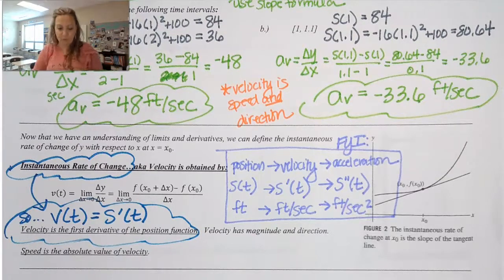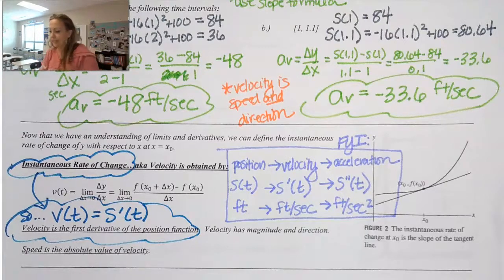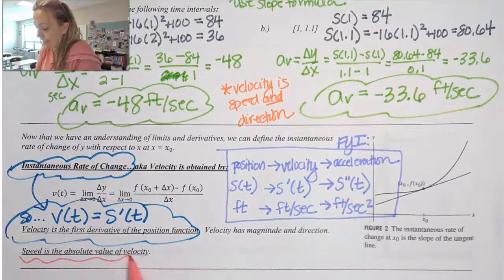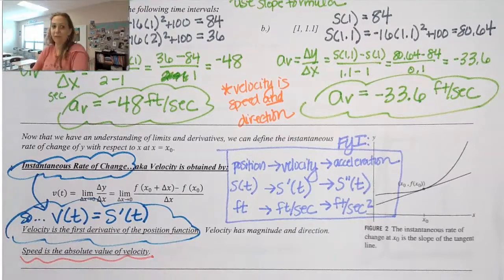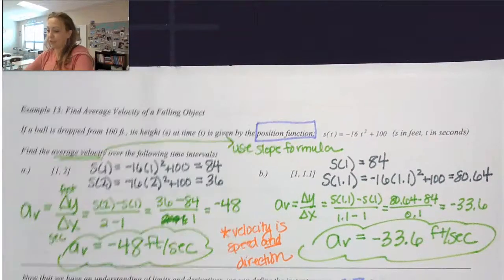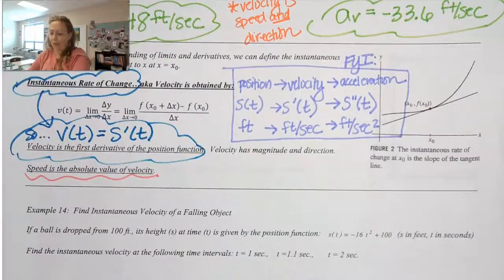Also, just the difference between velocity and speed. Speed is the absolute value of velocity. So if I wanted the average speed in this question, it would be 48 feet per second. But the velocity tells us that it's going downward at that speed, okay?